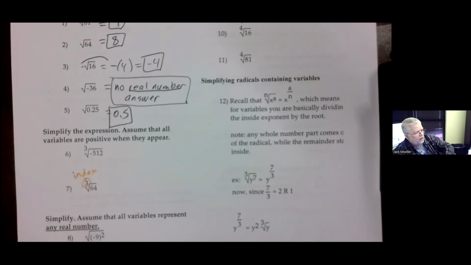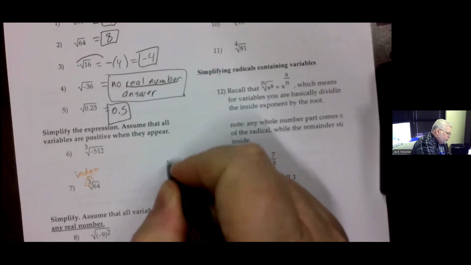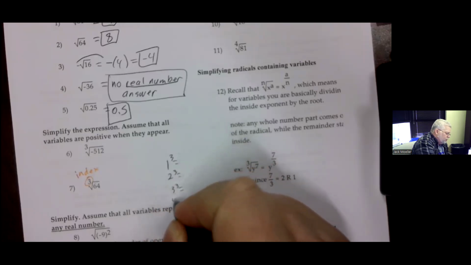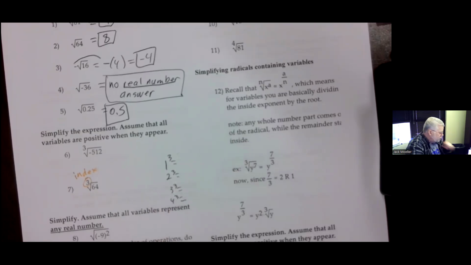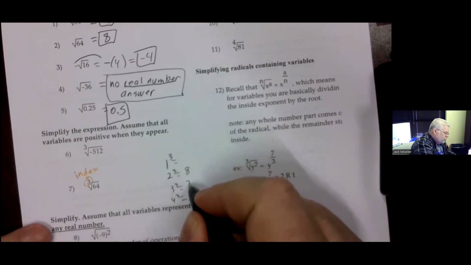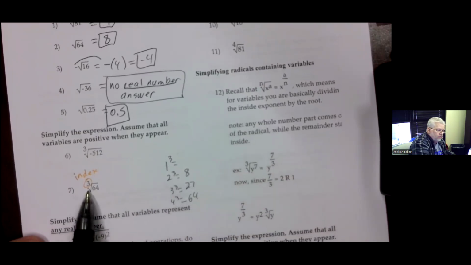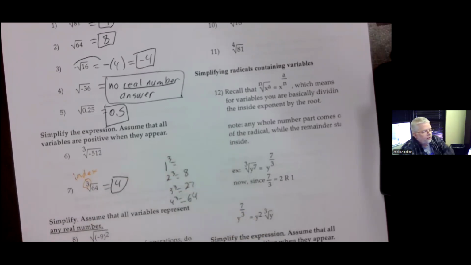Well, before we jump to the calculator, what you could do is, what is 1 cubed? What is 2 cubed? What is 3 cubed? What is 4 cubed? And so on. It turns out that 2 cubed is 8, 3 cubed is 27, 4 cubed is 16 times 4, that is 64. So what's the cube root of 64? It is 4. 4 times itself 3 times gives you 64.